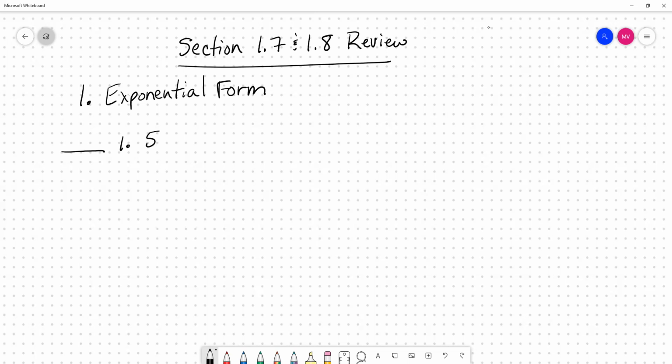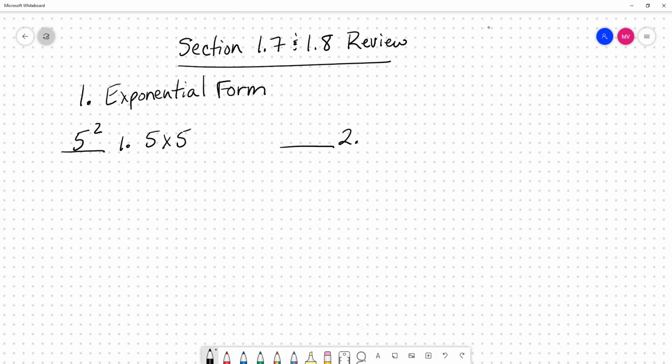So for number 1, we have 5 times 5. How would we write that exponentially? 5 to the second power. Right. What's our base here? 5 is the base, and then what is the exponent? The 2. Yes. All right.